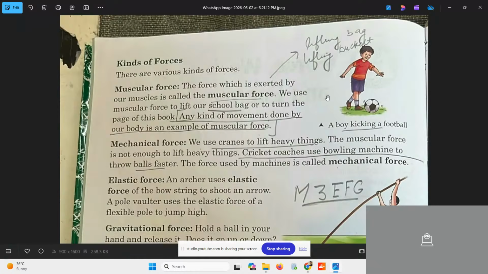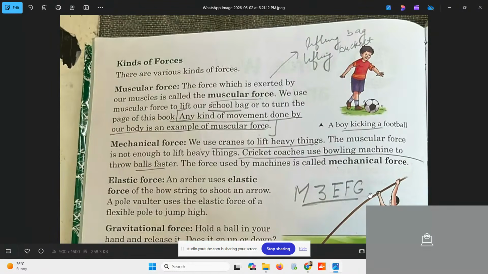Types of forces or kinds of forces is the same. There are mainly six types of forces. The technique to remember them is very easy. You just remember M3EFG. You all know ABCDEFG, right? So rather than ABCDEFG, you have to remember M3EFG.